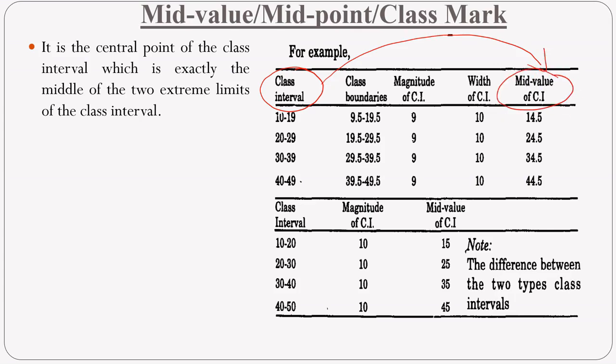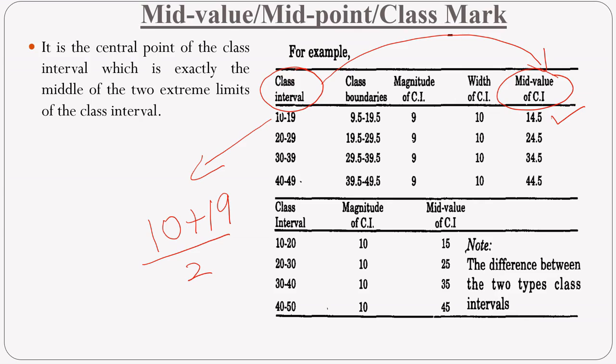From this, we need to calculate mid-value as I am highlighting. How to calculate mid-value? We have a formula: lower limit plus upper limit divided by 2. I will do the first example. Lower limit is 10 plus upper limit is 19, divided by 2. So 29 divided by 2, you will get 14.5, as I'm marking in the mid value section.